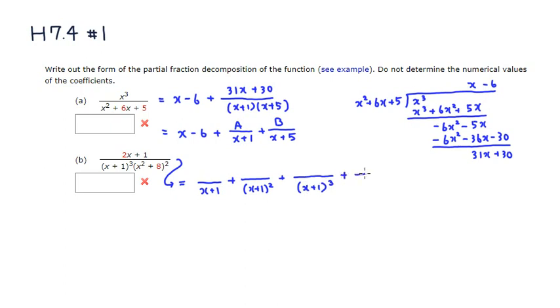The fourth one is x squared plus 8, and the last one is the quantity x squared plus 8, squared. So these are the linear terms and duplicates, so you have A, B, C. This is a quadratic one, so you have to put a linear numerator: Dx plus E, and Fx plus G. Alright, so let's type it in.